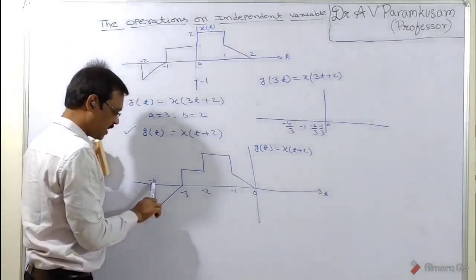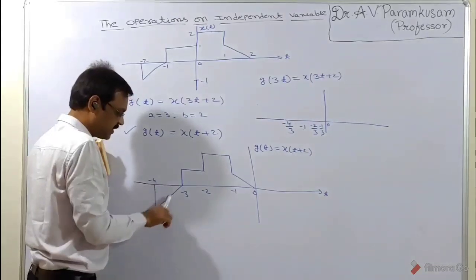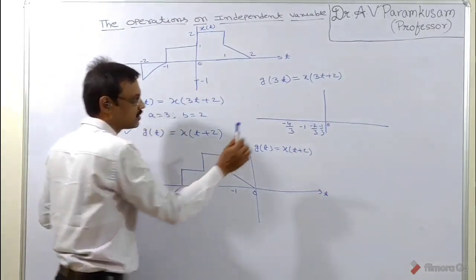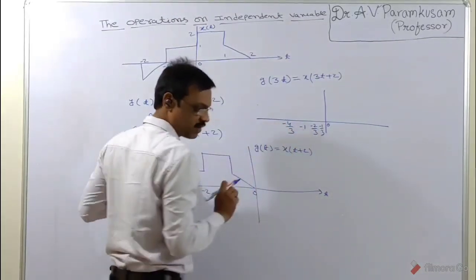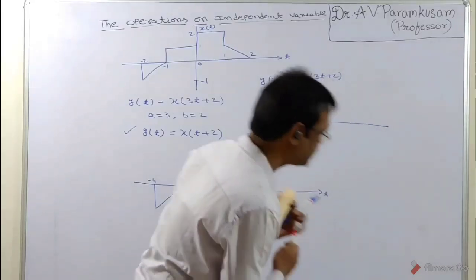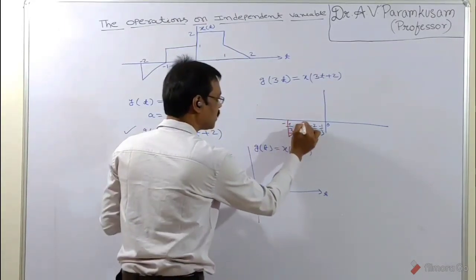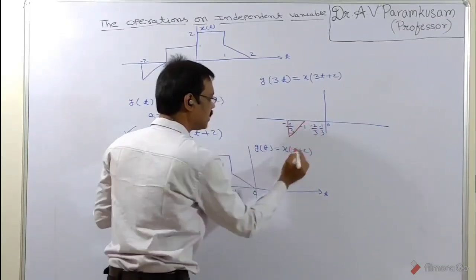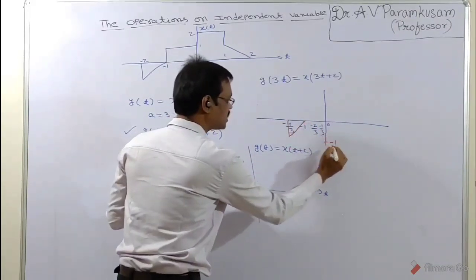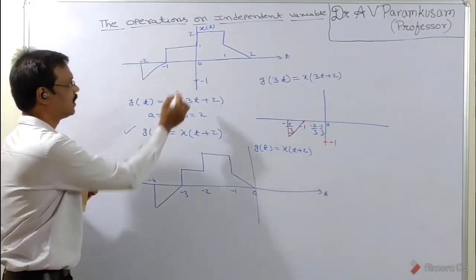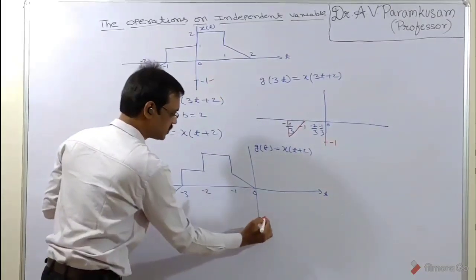See, between minus 4 and minus 3, this shape is there. So between minus 4 by 3 and minus 1, we have to draw the same shape. The amplitude does not change.